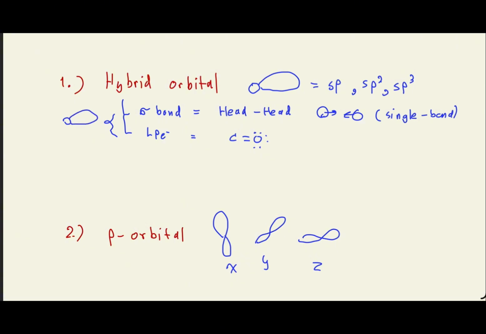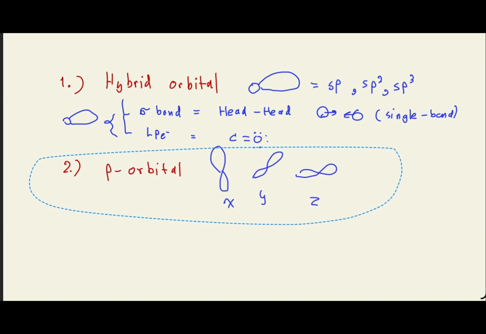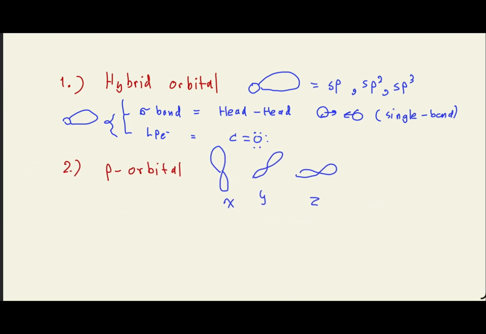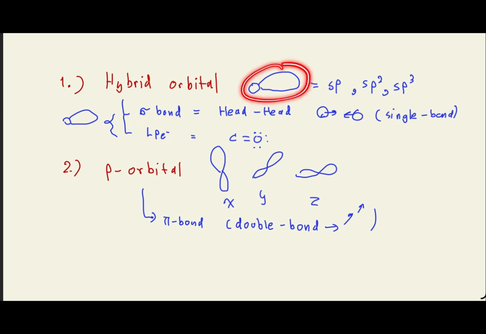Okay. And now let's look at pure p orbital. Pure p orbitals are only for pi bonds. To find a pi bond, look at double bonds and triple bonds, or both. Okay, clear? Lone pairs and sigma bonds use the hybrid orbital shape. Pi bonds use the dumbbell shape of a pure p orbital.